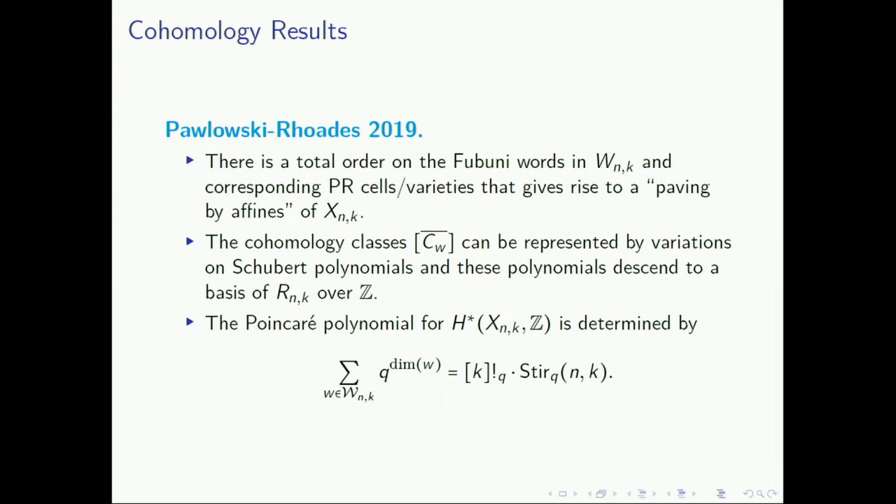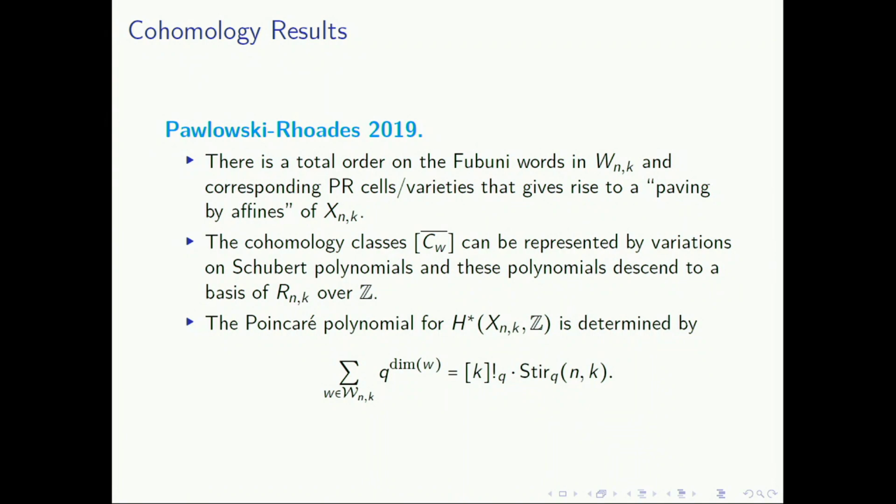So you can say this closure is contained in this closure, is contained in this closure, is contained in this closure. And because you have a paving by affines, you get the nice fact that the cohomology ring is going to have a basis given by classes corresponding to these PR varieties.